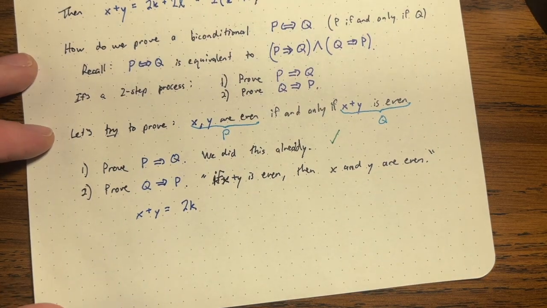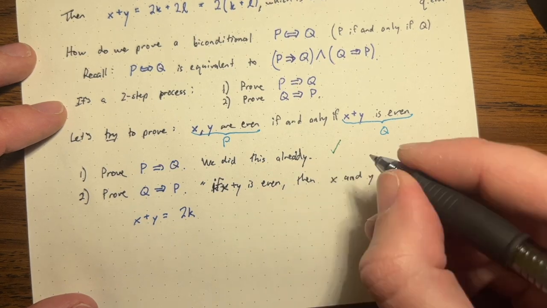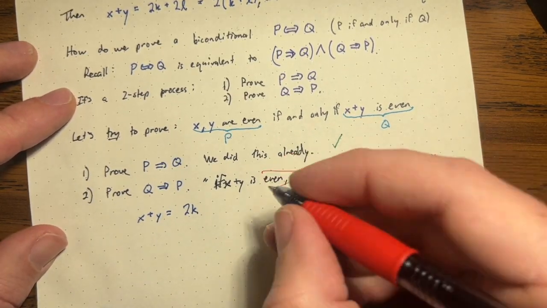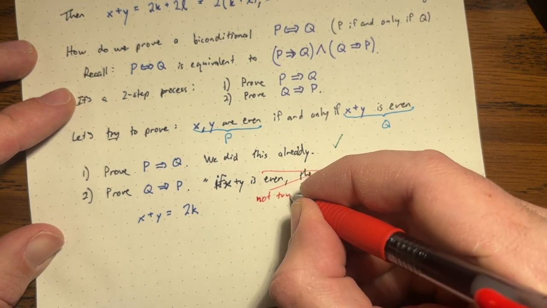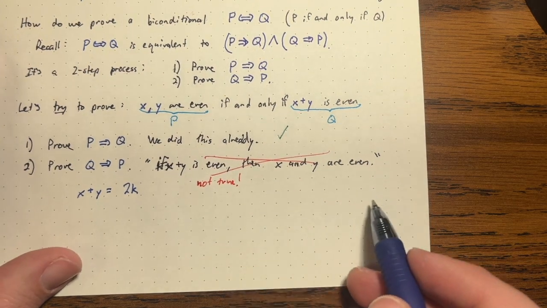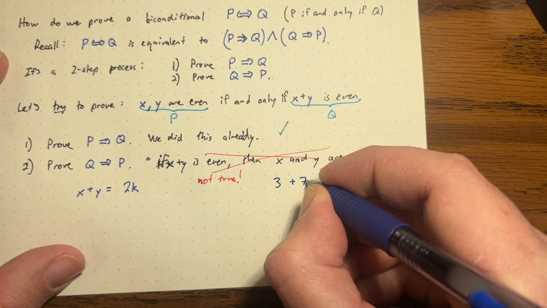And of course, if you think about it, this is just not true, right? This whole statement is not true. And the reason it's not true, do we have to go prove that it's not true? Well, here's my proof. 3 plus 7 is 10.